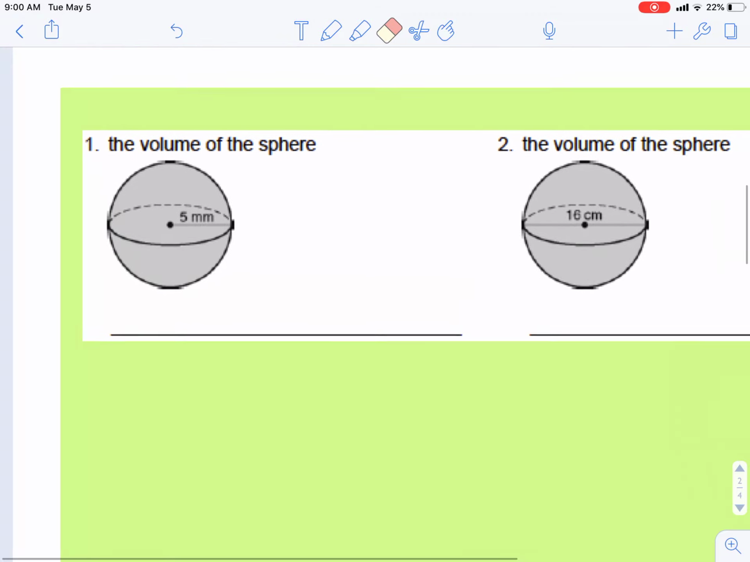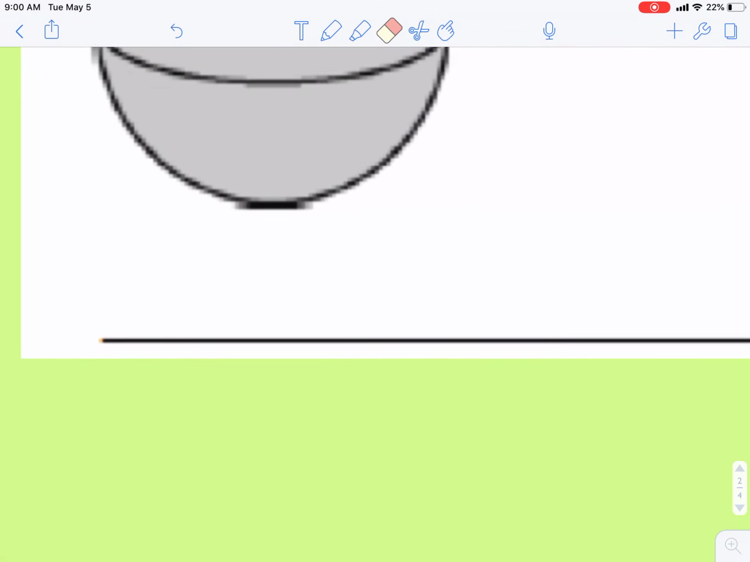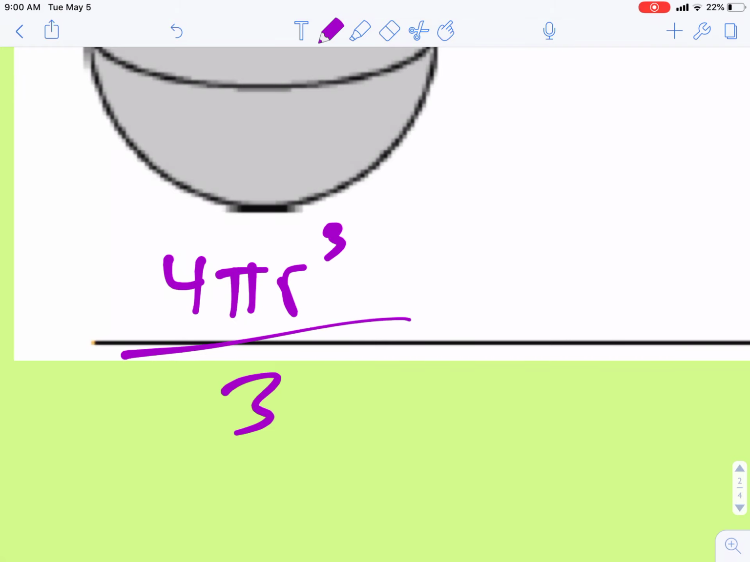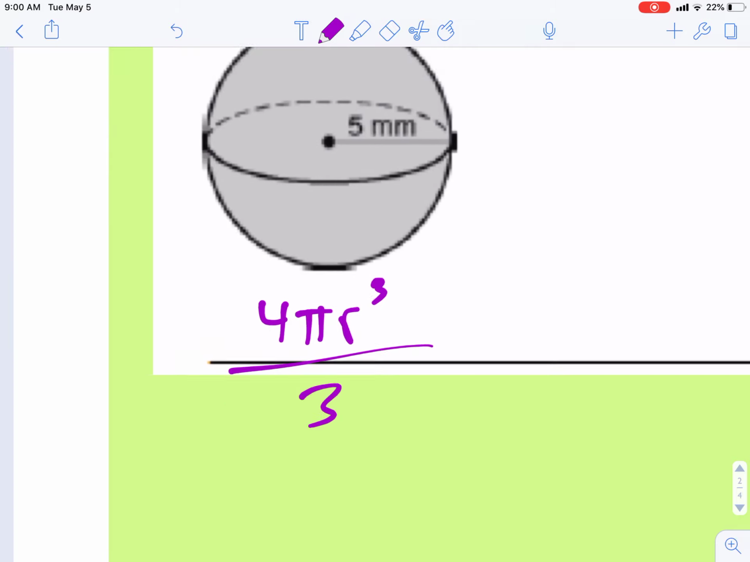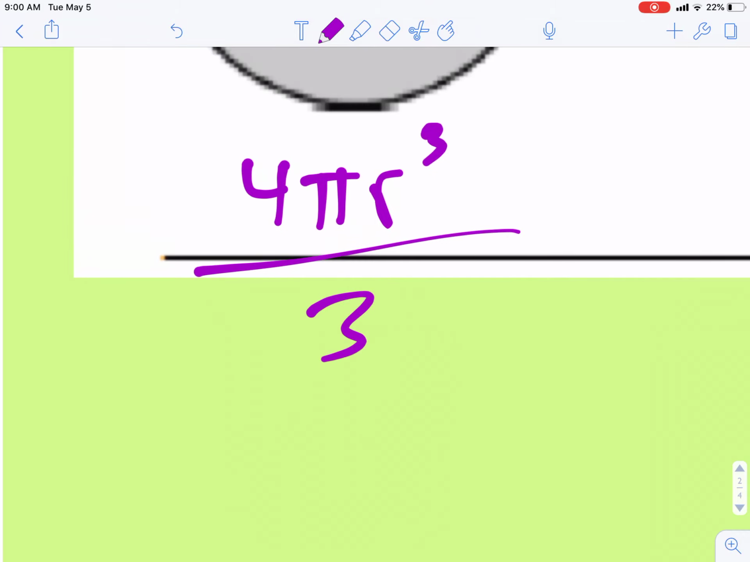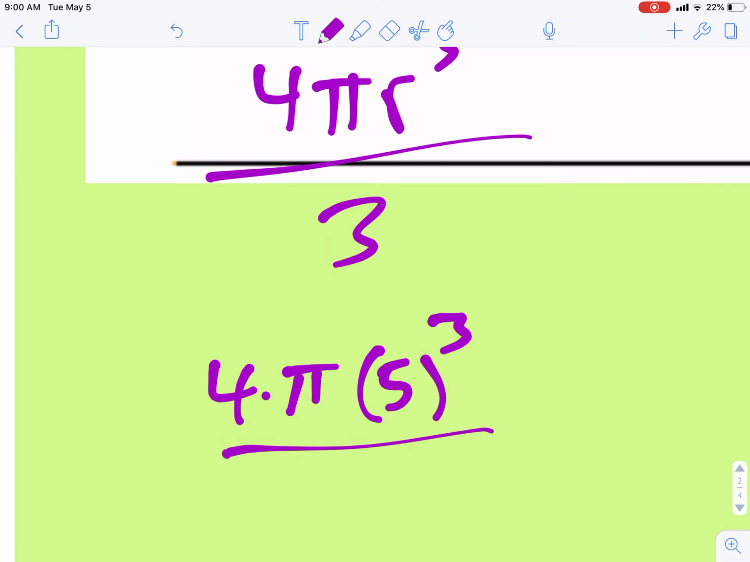So it says find the volume of the sphere. The volume of the sphere is 4 pi r cubed over 3. If we're getting caught up or going to go back and get caught up on some things, it's good to write that formula down just so you know what you're going to be working with. Radius of the sphere is 5. So we're going to do 4 times pi times 5 to the third divided by 3.